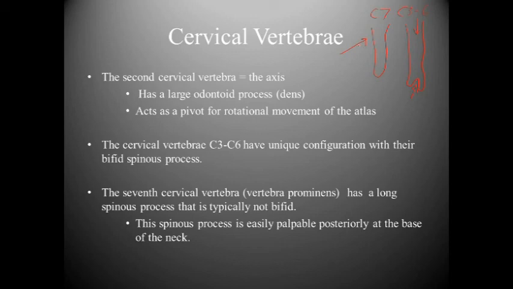This spinous process is easily palpable posteriorly at the base of the neck. So you're going to look for C7 at the base of the neck. You can probably reach around to the back of your neck right now and feel the vertebral prominence, because it's very prominent in every individual.